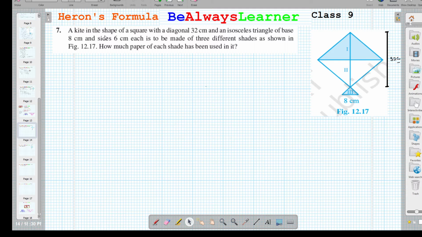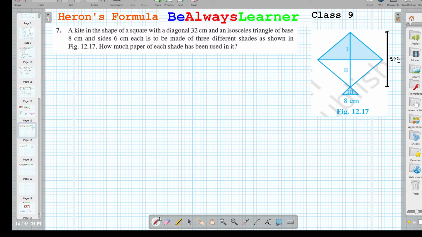A kite in the shape of a square with a diagonal 32 centimeter and an isosceles triangle of base 8 centimeter and the side 6 centimeter each is to be made of three different shades as shown in the figure. How much paper of each shade has been used?